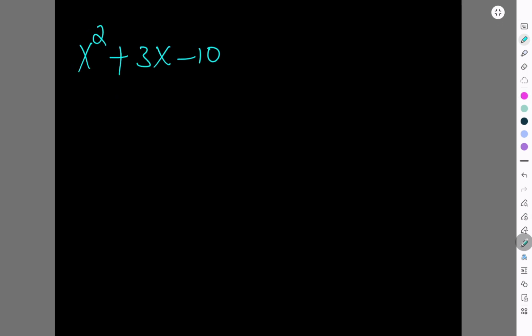Another example, x squared plus 3x minus 10. In this case, A is 1, B is 3, and C is minus 10, not 10. The sign matters here, right? The constant term is minus 10.